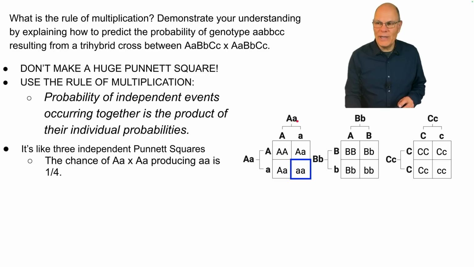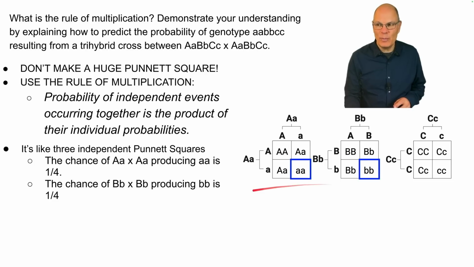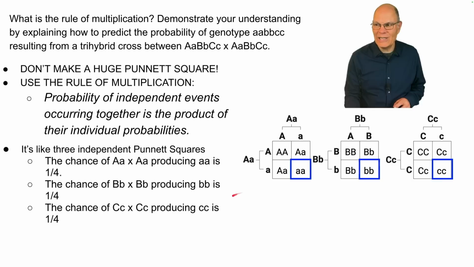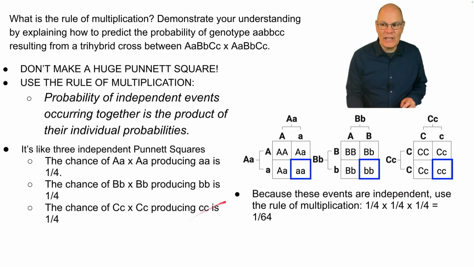In a cross between big A, little a and big A, little a, the probability of little a, little a is 1 out of 4. It's the same for B, 1 out of 4, and it's the same for C, 1 out of 4. These are independent events, so you use the rule of multiplication. It's 1/4 times 1/4 times 1/4, or 1 out of 64.